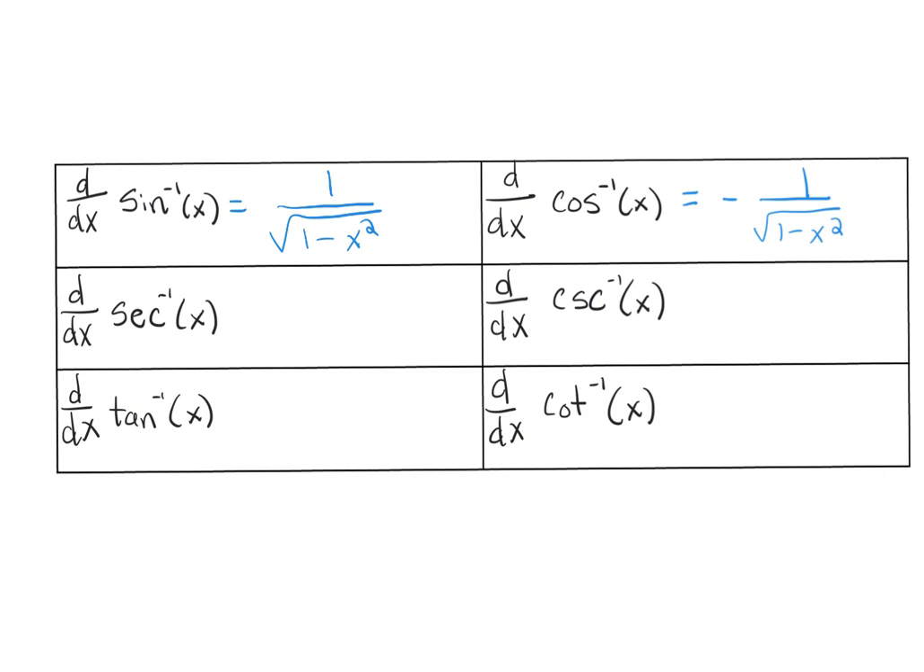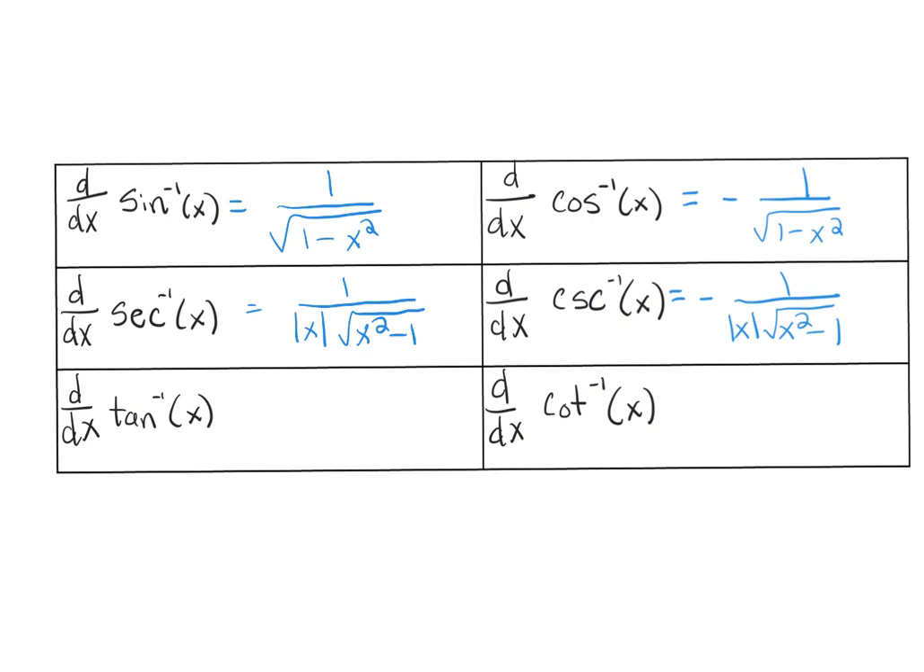Okay, secant and cosecant. So 1 over the absolute value of x times the square root of, it's flipped now, x squared minus 1. Cosecant, same thing, it's negative: 1 over absolute value of x, square root of x squared minus 1.